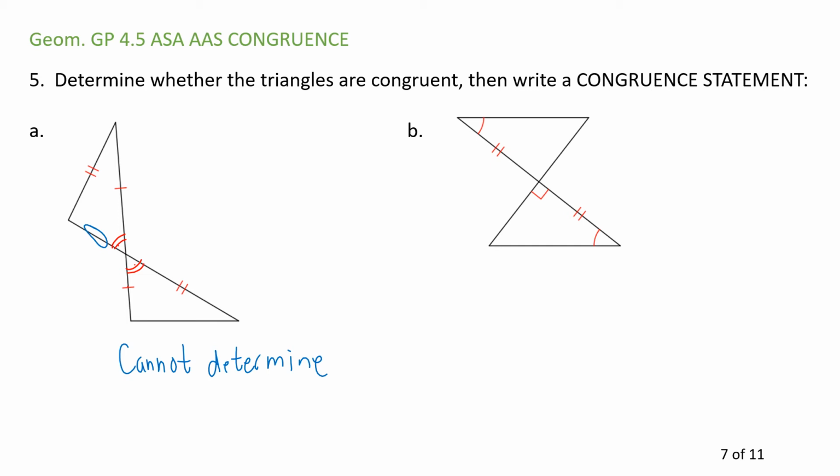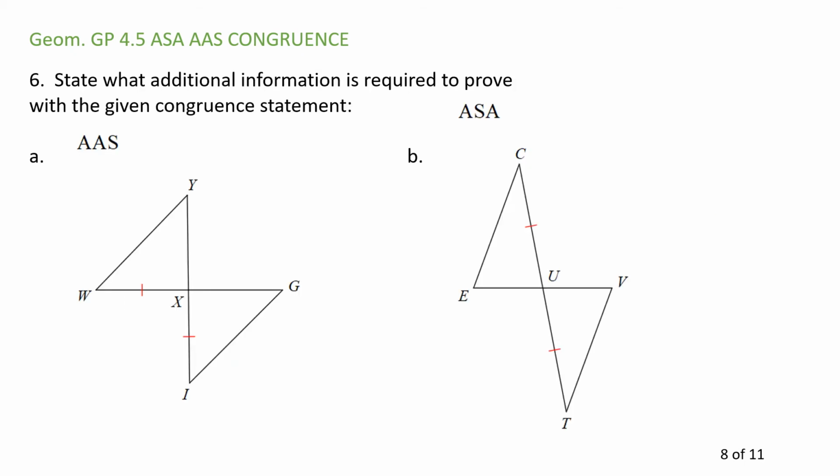How about this one? It looks like we've got right angles, so I'm thinking hypotenuse leg. But this is the hypotenuse and they didn't say anything about it. So this is angle, side, angle. Not hypotenuse leg. How about going the opposite direction? Be careful on this one.